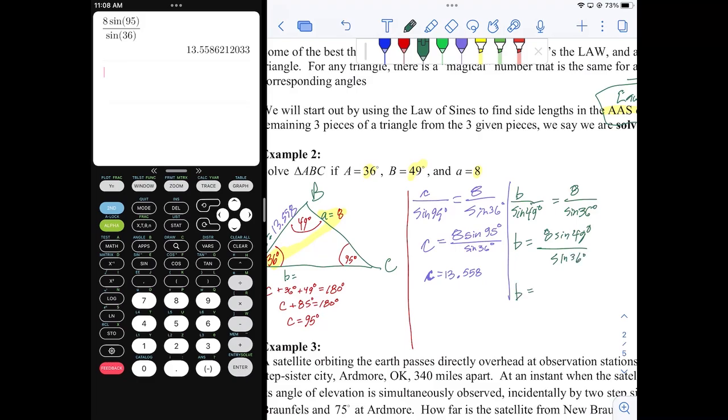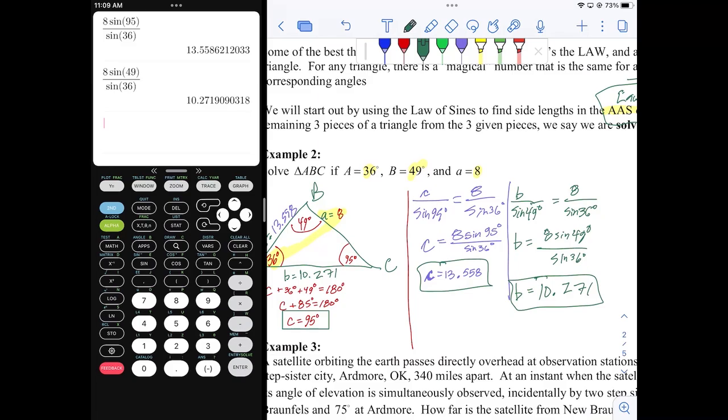And now we just type that in: 8 sine of 49 over sine of 36. And we get 10.271 or 272. I'll add that to my diagram. And now if you want, you can box all three, since we found all three. That just makes them easier to find.